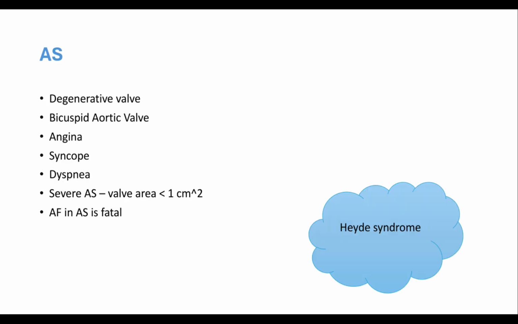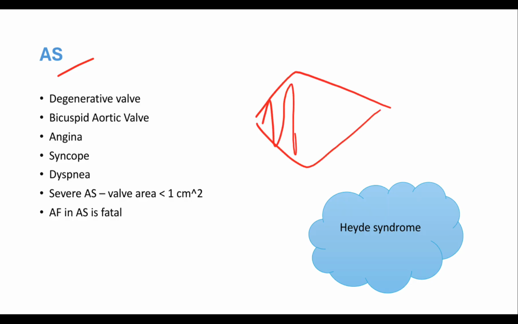So we are starting to discuss valvular heart diseases. First is aortic stenosis. We have already discussed what the murmur in aortic stenosis is. It's going to be a crescendo, decrescendo murmur, and it is a systolic murmur.